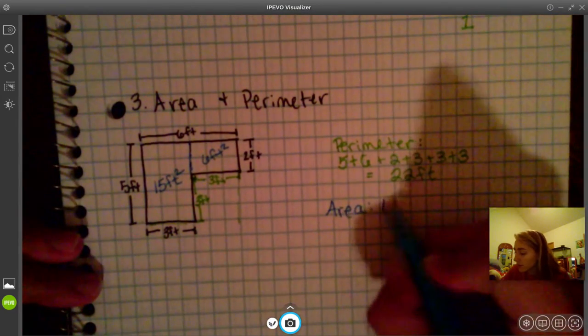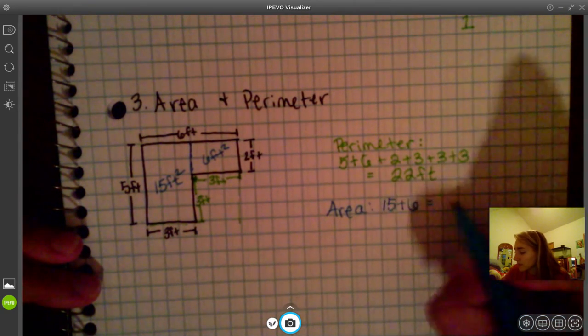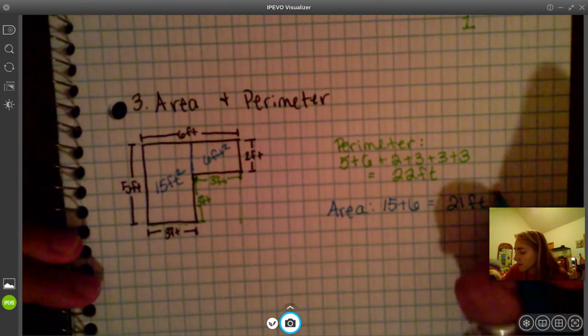So then I'm going to add those 2 together. So I've got 15 plus 6. That's going to give me 21 feet squared.